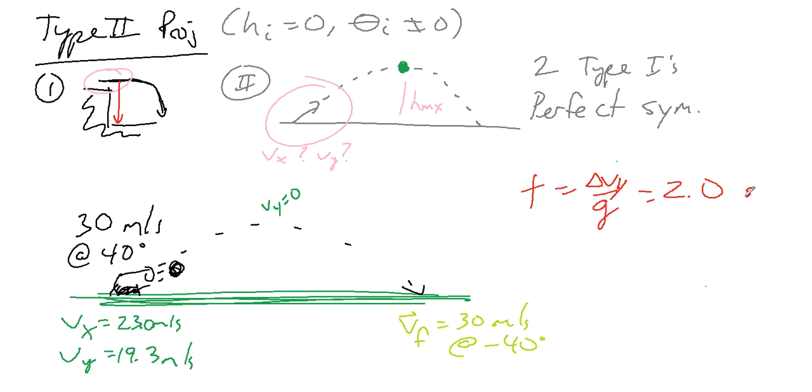Now I have to be careful, because that is 2 seconds on the way up to the top, which means it would also be 2 seconds on the way down. So that's my time up, not my total time. My total time, which I often call my time of flight, would then just be 4 seconds. And there's my total time altogether.